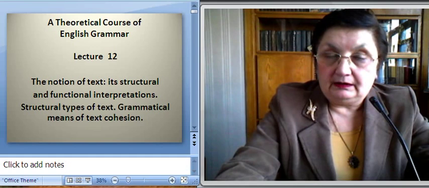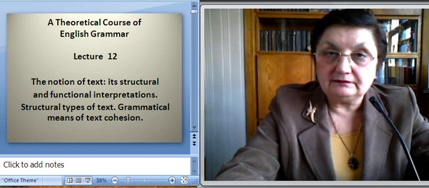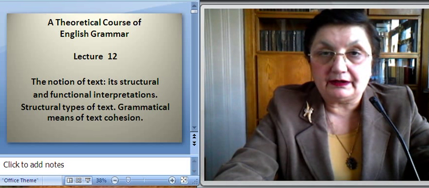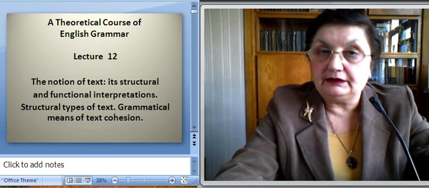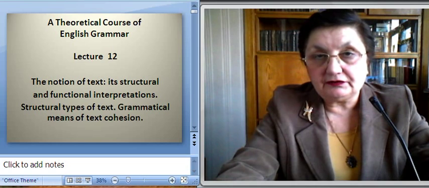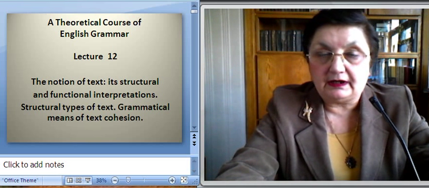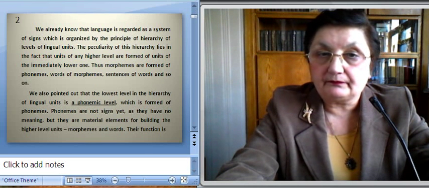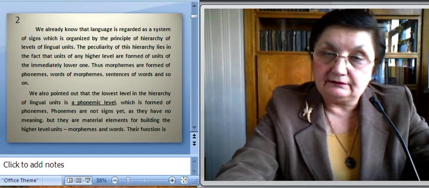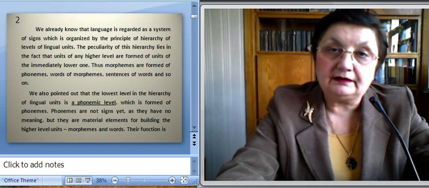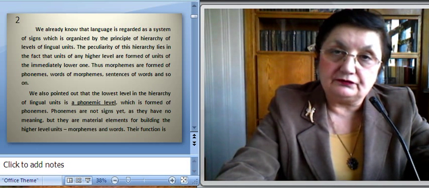Good day. The topic of lecture 12 is text as the communicative lingual unit of the highest rank. We'll discuss the notion of text, its structural and functional interpretations, structural types of text, and grammatical means of text cohesion. We already know that language is regarded as a system of signs which is organized by the principle of hierarchy of levels of lingual units.